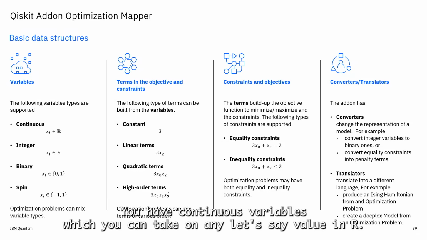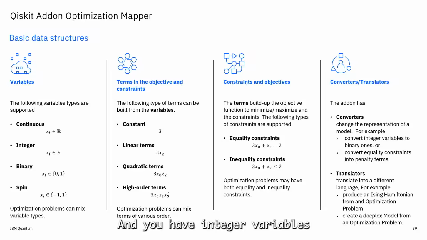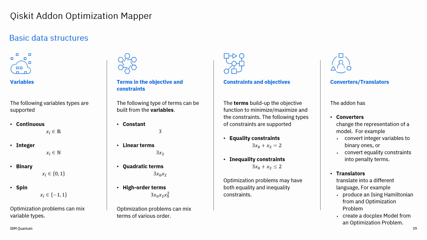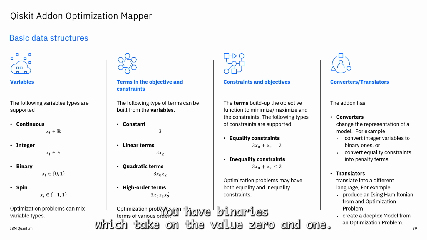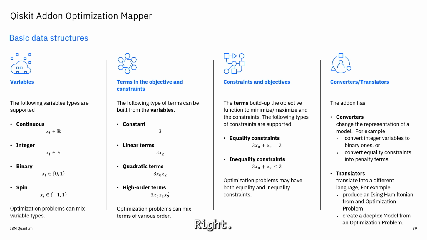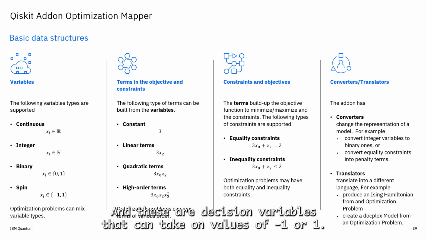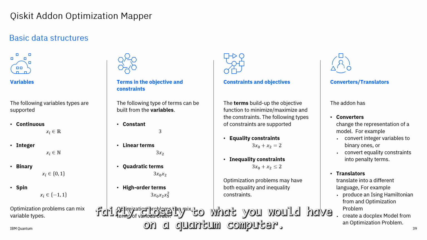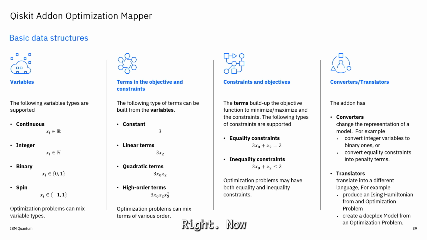You have continuous variables, which can take on any value in R. You have integer variables, something that could take on a value like 0, 1, 2, 3, 4. You have binaries, which take on the value 0 and 1. And then you have also spin variables that the package supports, right? And these are decision variables that can take on values of -1 or 1. And this is already relating fairly closely to what you would have on a quantum computer.